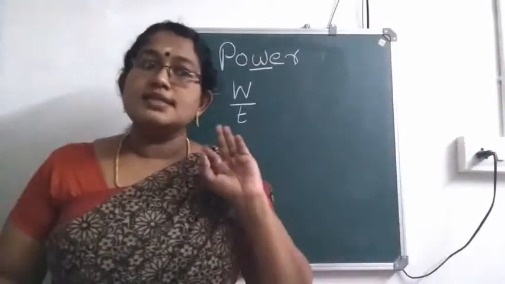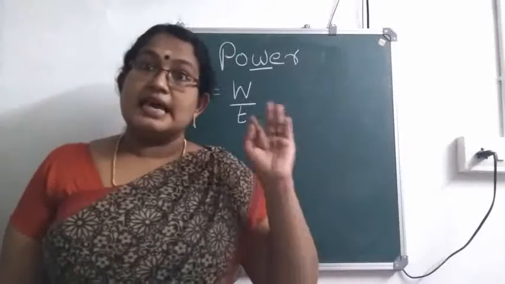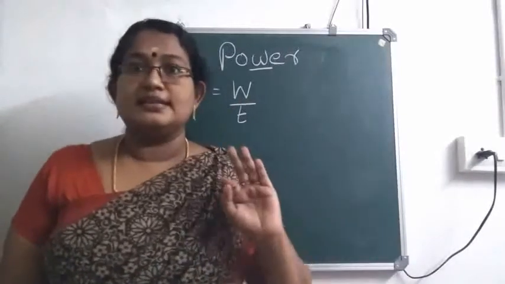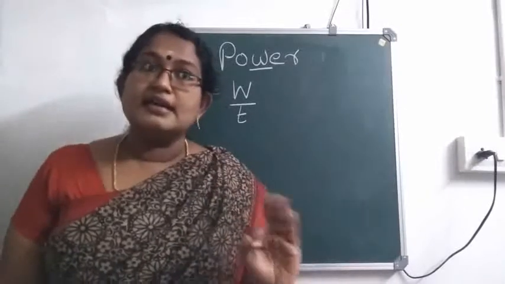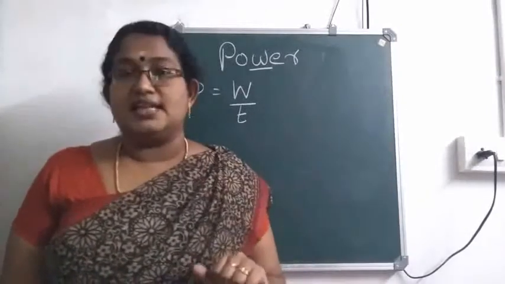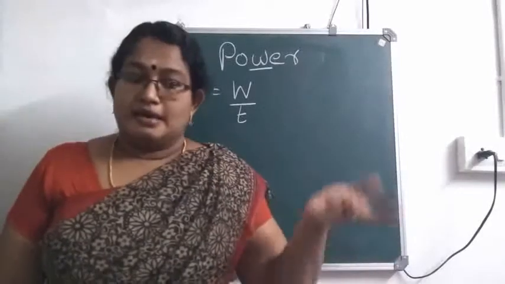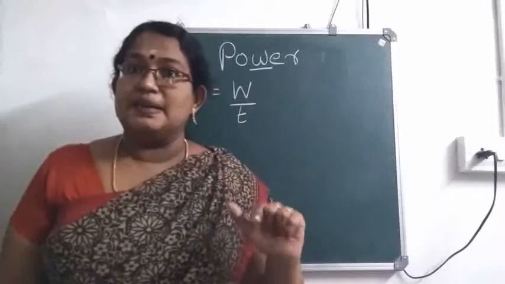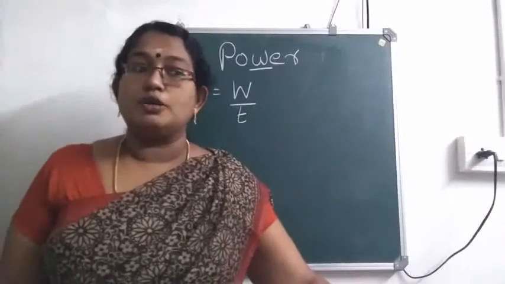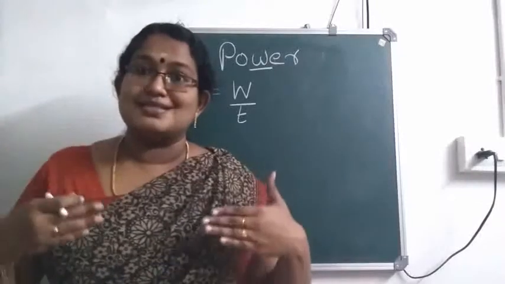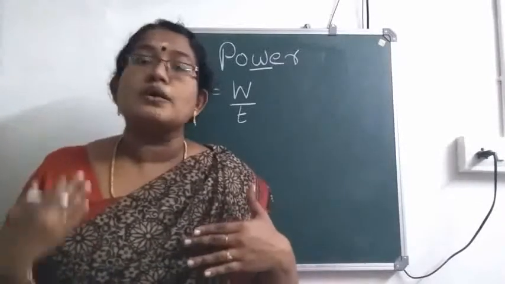So, all these 3 persons have done the same work. All 3 have completed the distance, but who had more power there? Person B, isn't it? Why? Because he completed the race within a short period of time. So that is power. That means person B has more power.